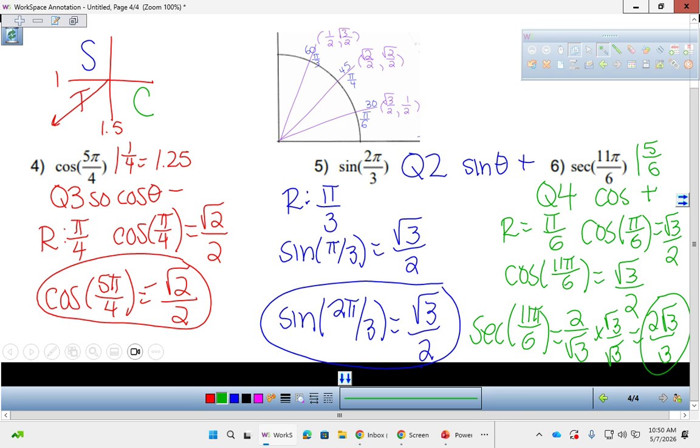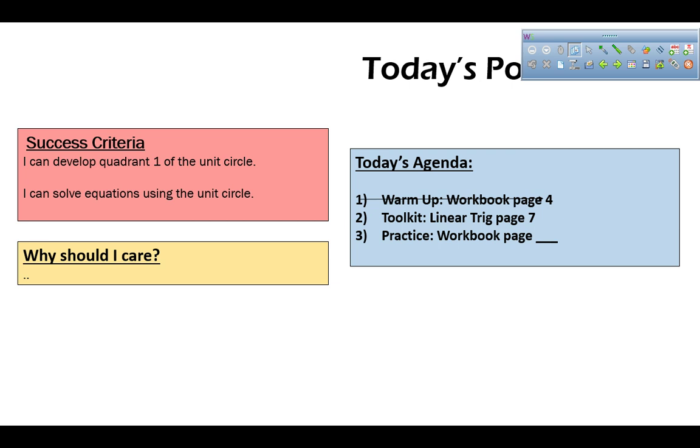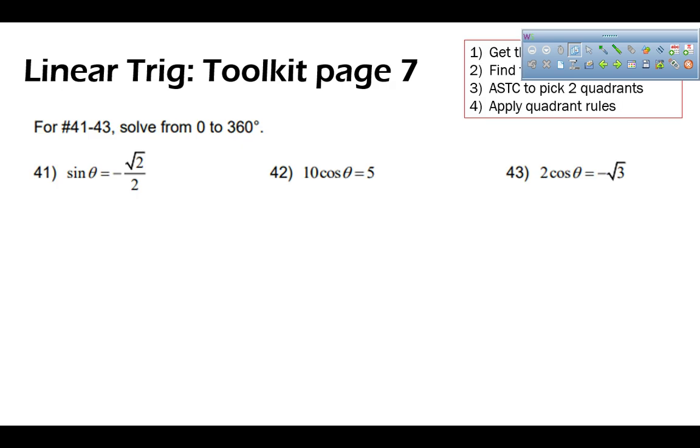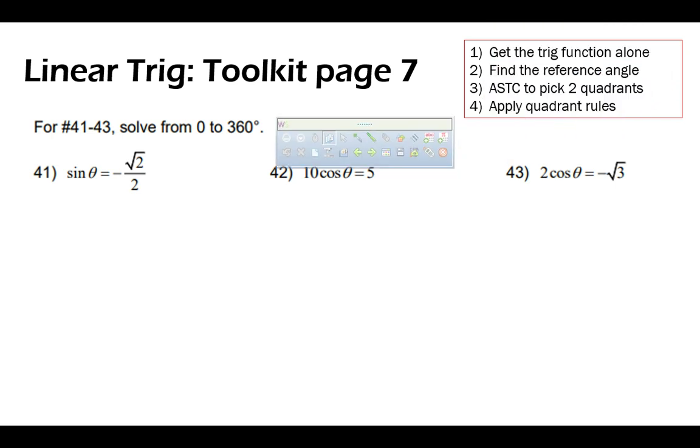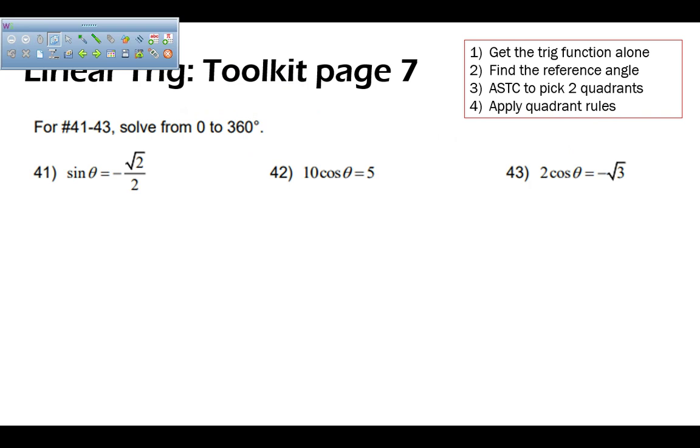So you'll find the reference angle by going to quadrant 1 and looking for the 1/2, and then you'll apply that to 2 quadrants. So on your quiz that you took the other day, this is like the second section where there were 2 answers for all the problems. The ones you're about to do now have 2 answers. So we are going to learn how to solve linear trig on page 7 of your toolkit. I have the steps typed out here. You don't have those steps on your toolkit. I'm just having them up there so you can refer to them if I lose you.